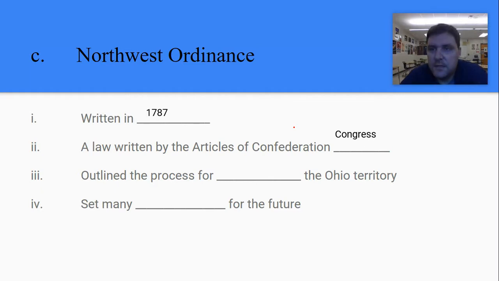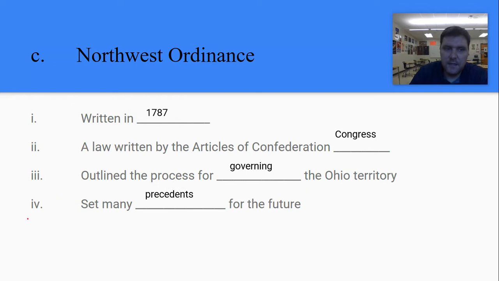The Ohio legislature wants to make sure that you know what this is, especially because it has a lot to do with the state of Ohio, or the Ohio Territory. It outlined the process for all of the Northwest territories to become states eventually. So that means it also had the process for governing the Northwest territories, and specifically relevant for Ohioans, Ohio. It also set many precedents for the future.